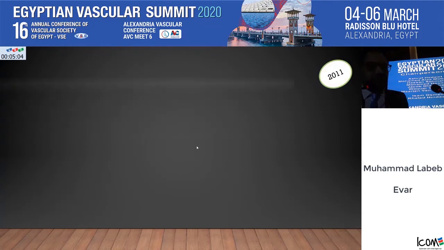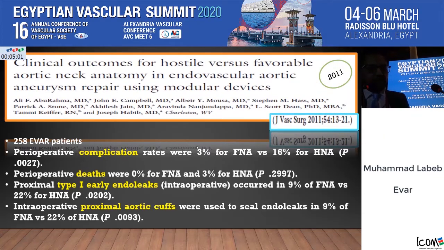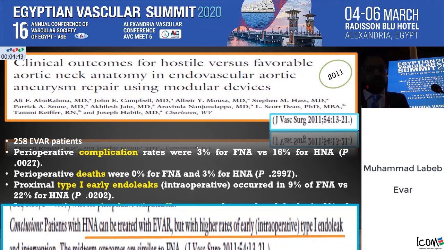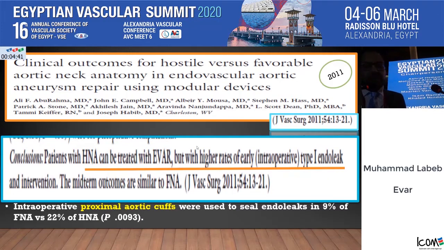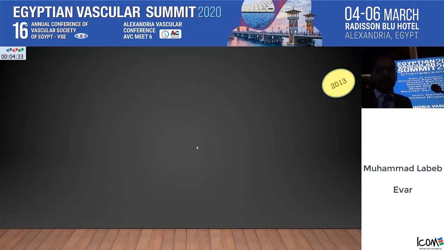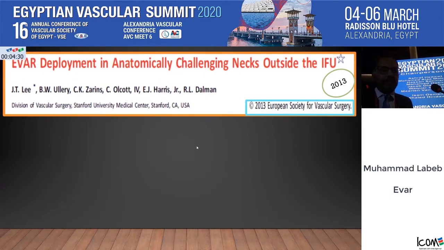Then in 2011, another nice work from Charlton in the USA reported 258 patients, with a perioperative complication rate of 3% for friendly neck anatomy versus 16% for hostile neck anatomy, with statistical significance. They concluded that hostile neck anatomy can be treated with EVAR, but with higher rates of early intraoperative type 1 endoleak.